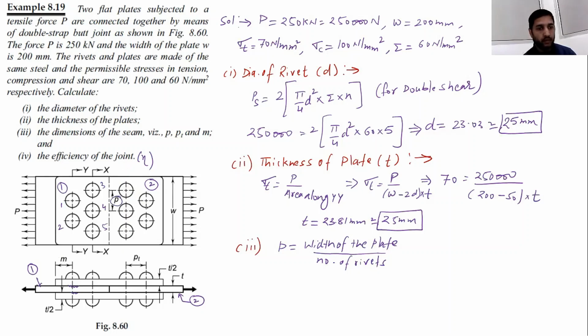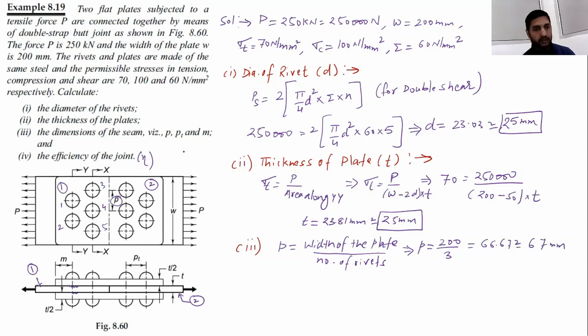rivets are 3. इसमें 2 हैं, इसमें 3 हैं, तो आपको यहाँ पे pitch निकालना है, that will be width 200 mm divided by 3 number of rivets in a row, maximum number of rivets, or from here you will get your answer as 66.67 and approximately equal to 67 mm.